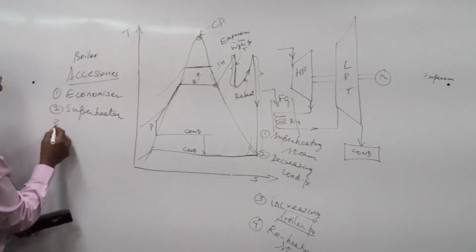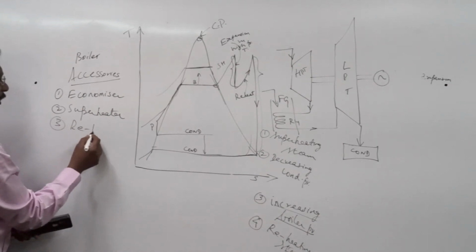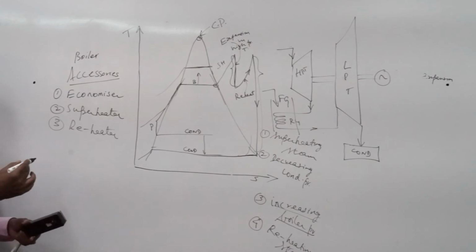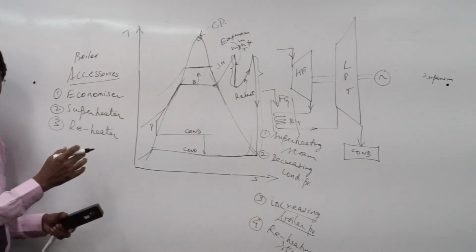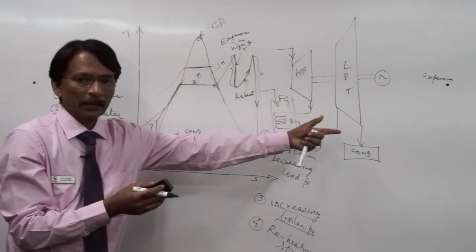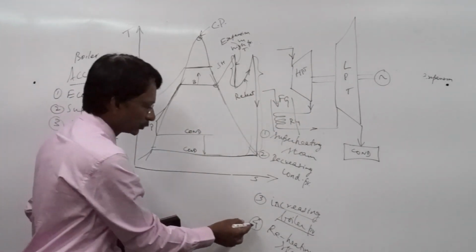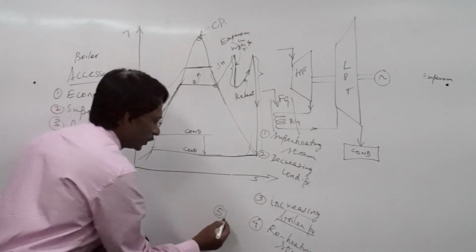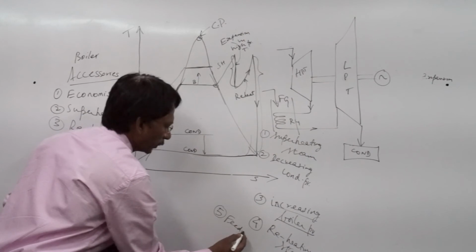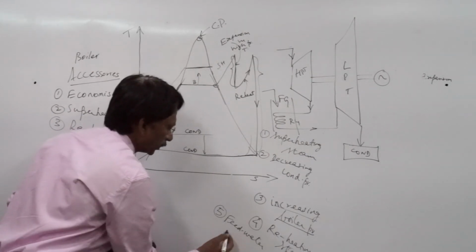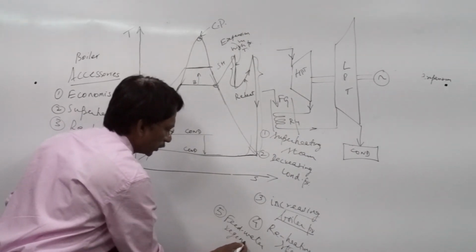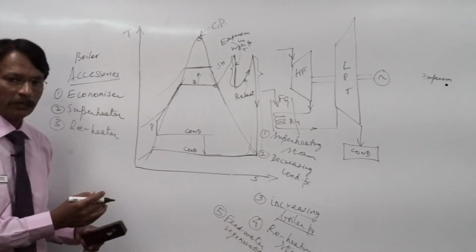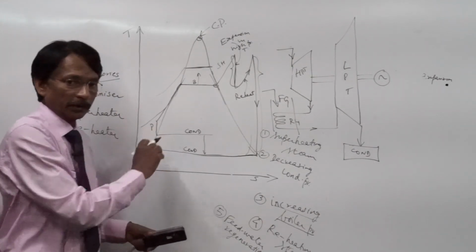So I can call the steam reheater as one of the accessories. Steam reheating is a modification of the basic Rankine cycle. Fourth one. And the fifth one can be feed water heating or feed water regeneration. Feed water regeneration. We will look at it now.